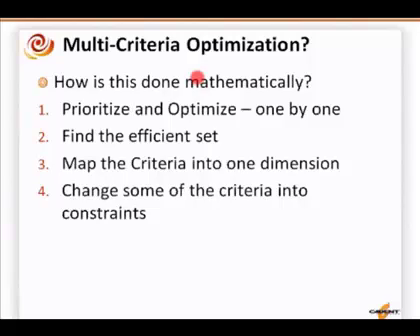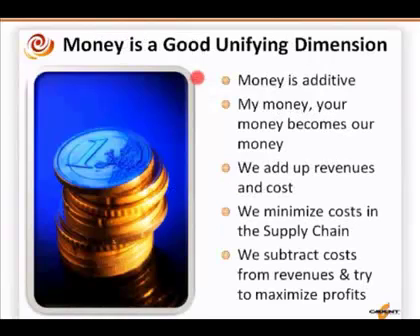The ones we want to talk about are 3 and 4. Map the criteria into one dimension and change some of the criteria into constraints if you can. Well, mapping the criteria into one dimension, and I'll just mention real quickly for those of you that have ever done a Taguchi experiment in your manufacturing background or your quality background, Taguchi, the Japanese quality engineer, came up with an objective function that could take multi-criteria into one objective, and he called it the signal-to-noise ratio, and that's all I'm going to say about that.